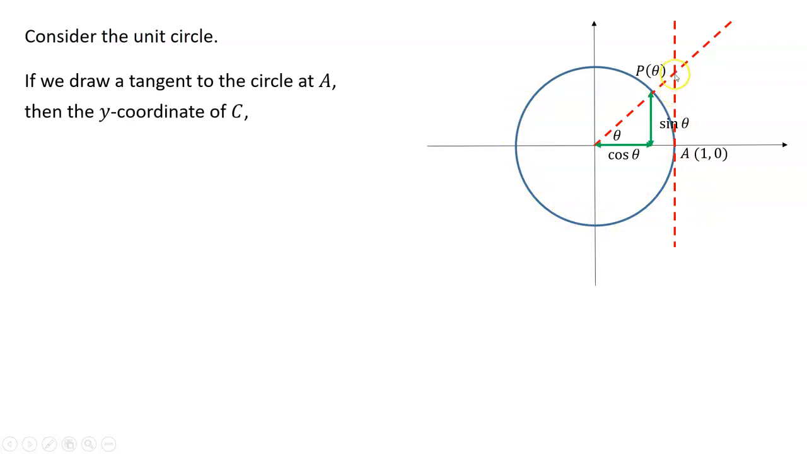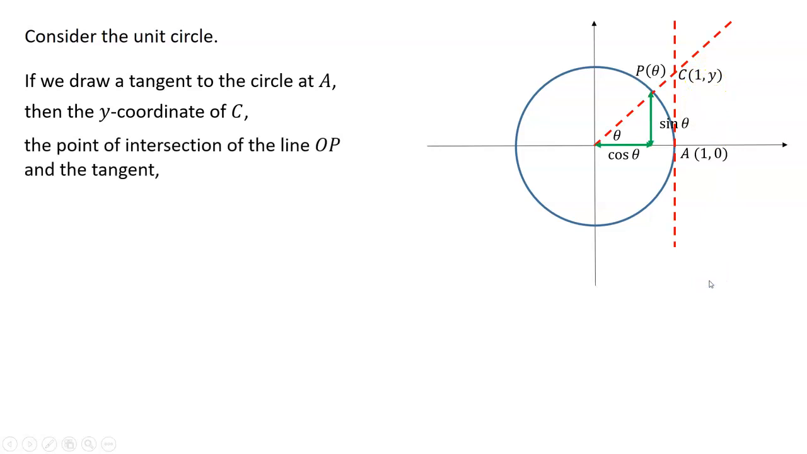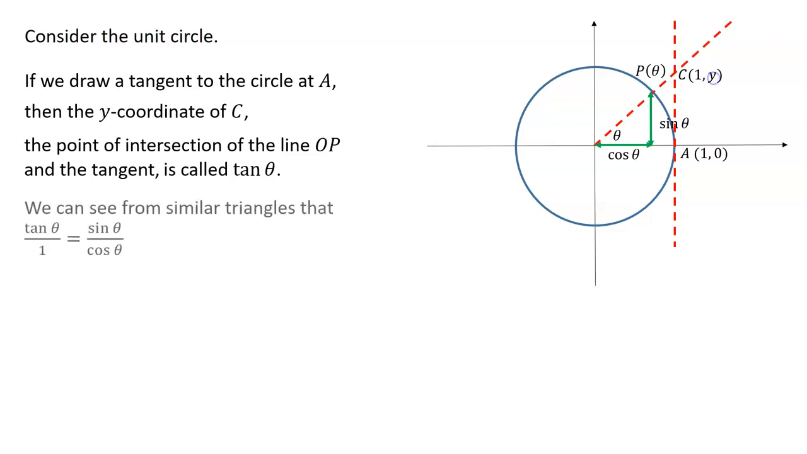then the y-coordinate at C, which is where this line and this tangent cross, well actually this is an extended part of the diameter of the circle, isn't it? But anyway, where they cross, my y-coordinate, which is the point C, the point of intersection between the line OP, where O is the origin, and the tangent, this is tan theta. Now, why is it tan theta?